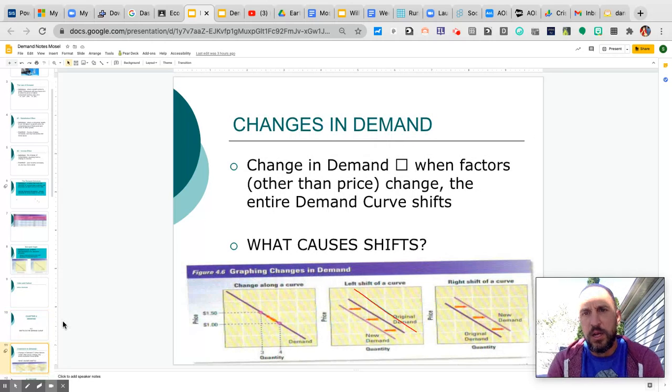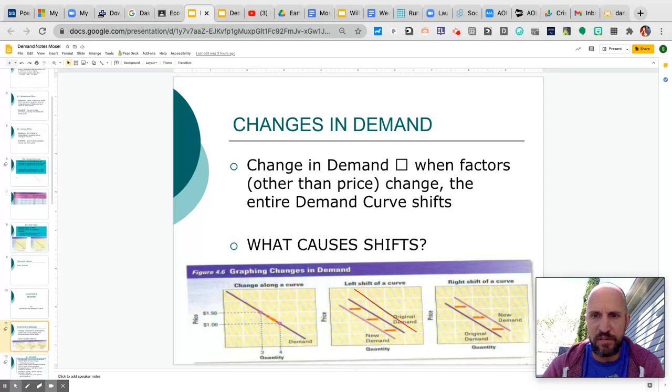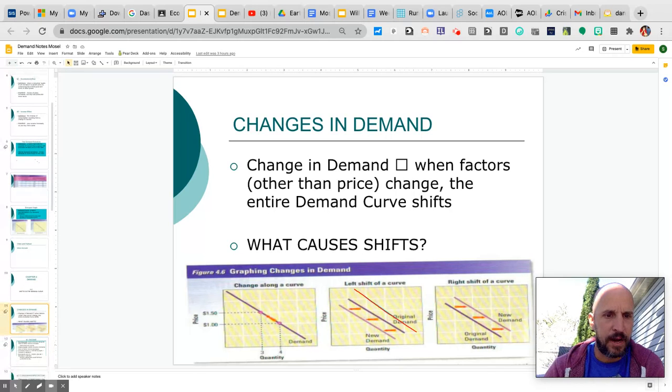All right. So changes in demand are going to cause a shift. All right. So other factors other than price change the demand curve, and you can see some examples there. It could either move to the left or to the right, and certain things will cause that to happen. So that's what we are going to talk about. Again, you can pause if you need to fill this in. All right, let's go to our next slide.